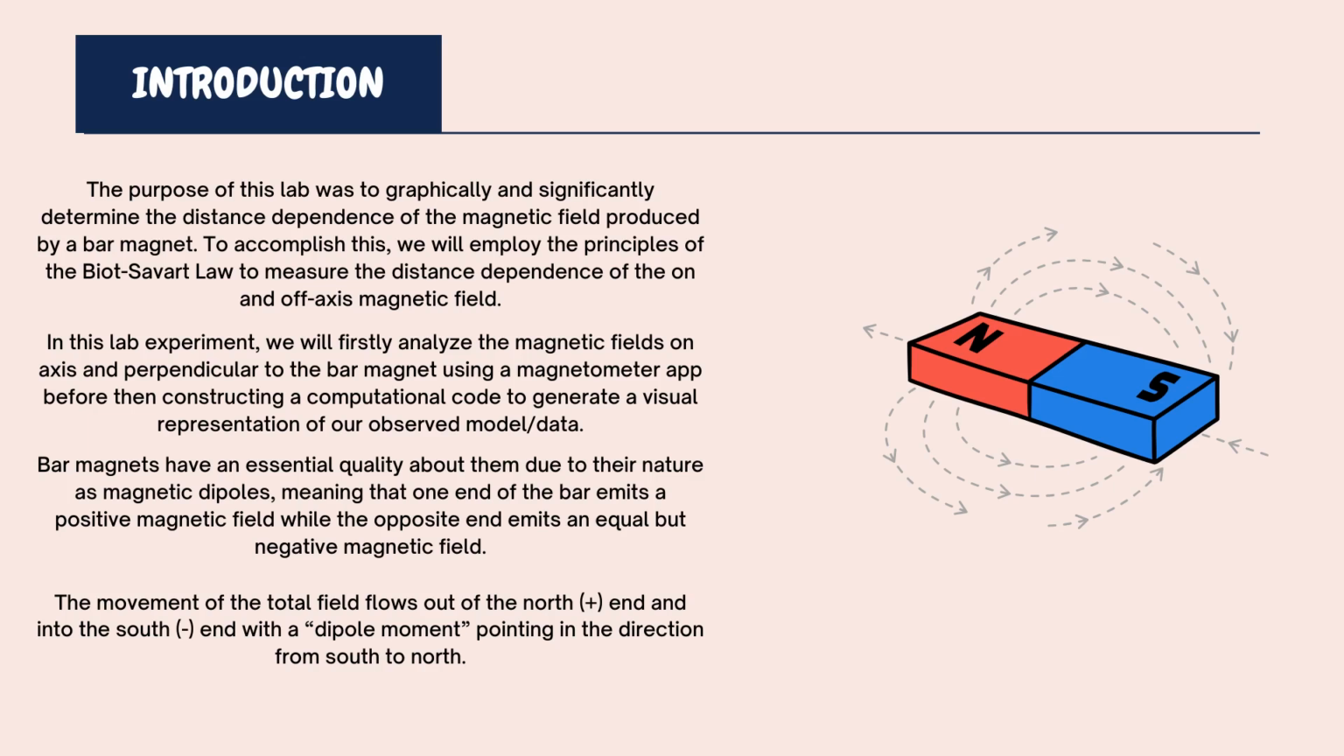Bar magnets have an essential quality due to their nature as magnetic dipoles, meaning that one end of the bar emits a positive magnetic field while the opposite emits an equal but negative magnetic field. The total field flows out of the north end and into the south end, with a dipole moment pointing in the direction from south to north.